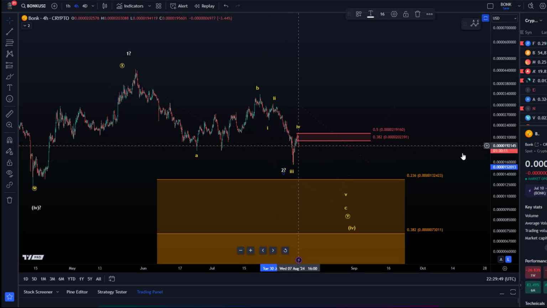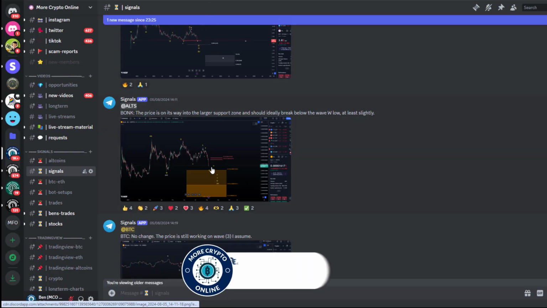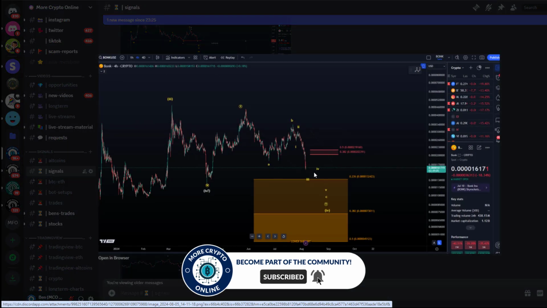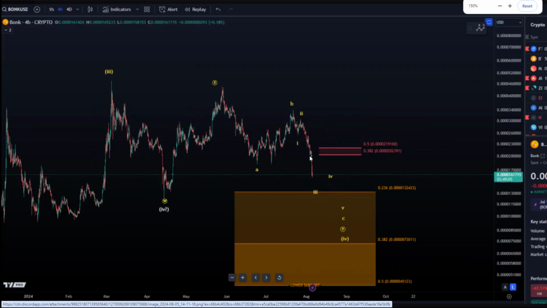A couple of days ago, what day is it actually? It's the 7th. Okay, 2 days ago, just after the crash we had, the forecast was that the price is on its way into this larger support zone for a wave 4, and that we would need another 4-5 pattern. You see it here on the chart. I'm going to zoom in a little bit. We would need another 4-5 pattern to complete wave C of Y of 4.